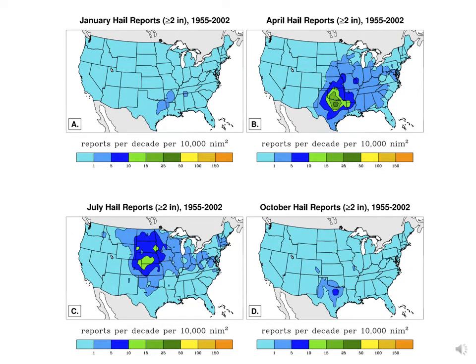If you look at the reports of the really large hailstones greater than 2 inches, they're very rare in January and October, but that April to July time period is when these super large hailstones are most likely to occur. And once again in April, it's coinciding with the location of those supercells down in Texas, Oklahoma, and southern Kansas. And by the time you get to July, that maximum has moved northward into South Dakota, Nebraska, and North Dakota.